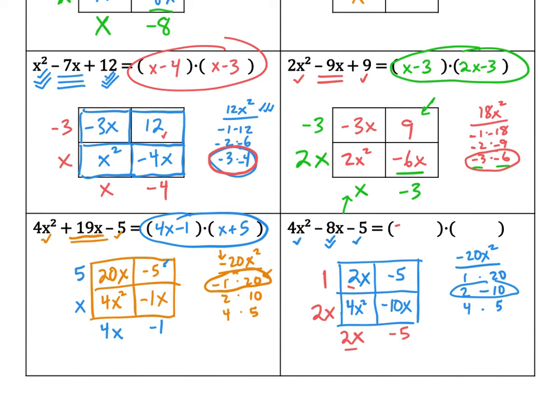So I have on my base or my bottom 2x minus 5. And on my height, I've got 2x plus 1. And I've done a bunch of factoring with negatives. There you go. Hopefully that helped.